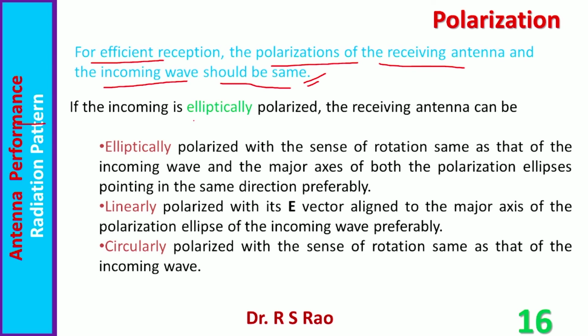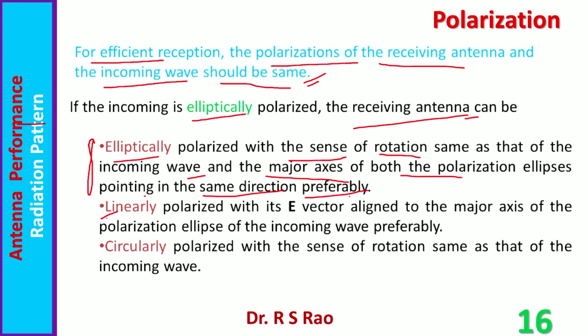If the incoming wave is elliptically polarized, the receiving antenna can be elliptically polarized with the same sense of rotation as that of the incoming wave, and the major axes of both polarization ellipses pointing in the same direction, preferably. In such a case, maximum signal strength can be extracted from the receiving antenna. The antenna is able to give optimum performance.